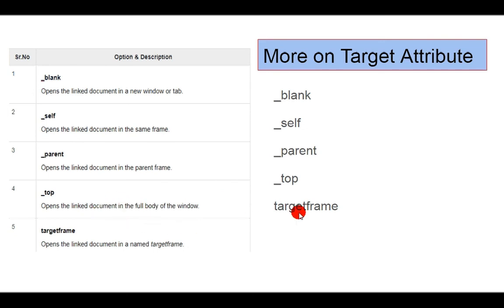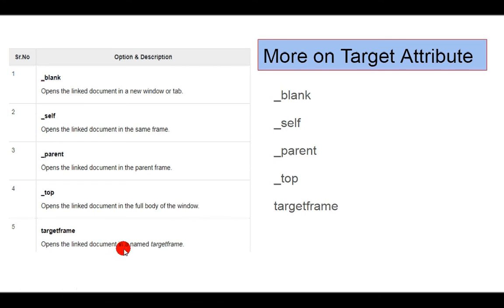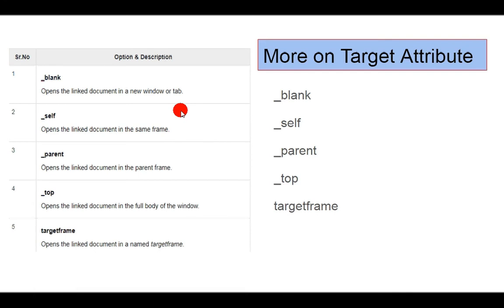And if you specify a target frame name, it opens the linked document in the frame with that name. Whatever you have named the target frame, it will open there. These are some of the more attributes for targeting a page when you click on any link.